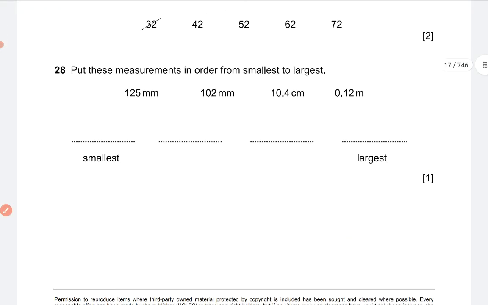Put these measures in order from the smallest to largest. Here we have 125 millimeter, 102 millimeter, 10.4 centimeter, 0.12 meter. At first change all of them to millimeter, then put them in order.